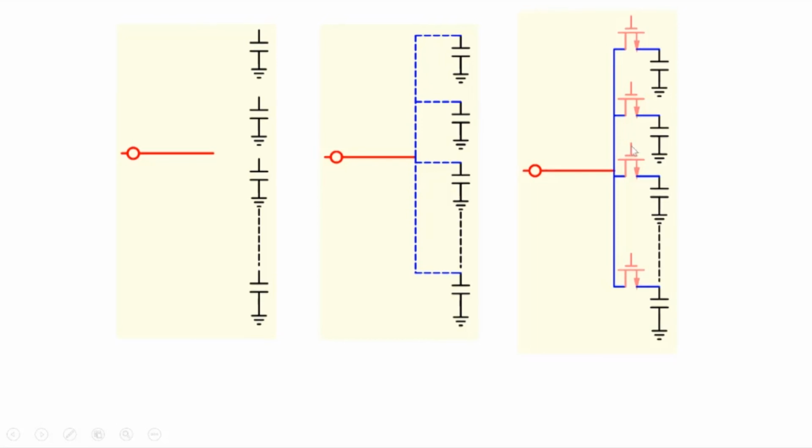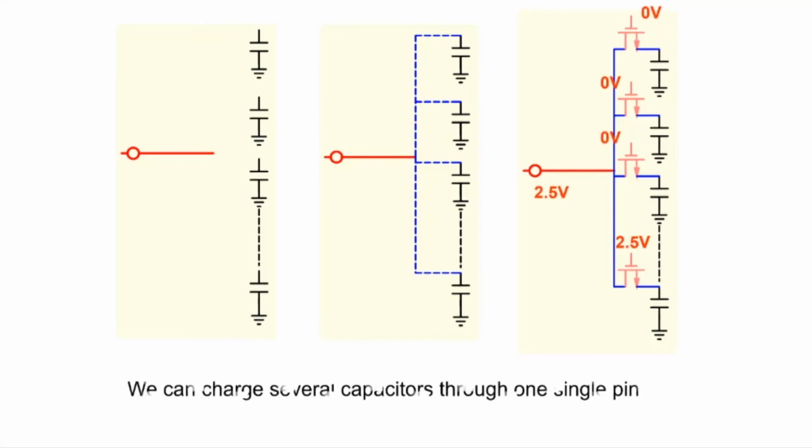If you turn this transistor on, then this capacitor gets connected to the pin. All other transistors are off, so all of them are isolated, and only this one gets connected here. So transistors are used to provide selective access from a pin to a particular memory element. Let's look at this concept and expand it here.